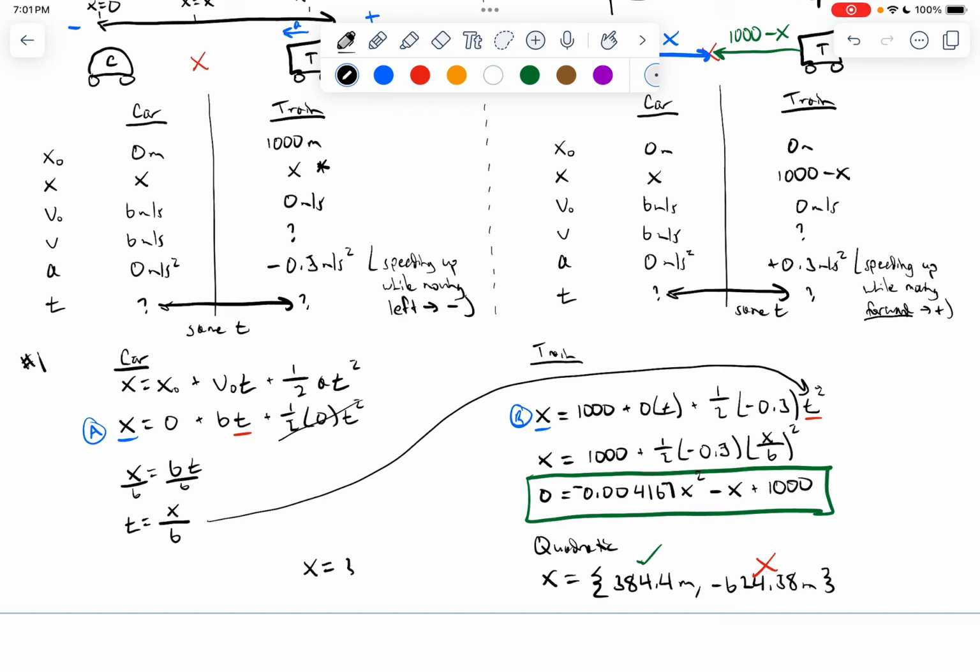So the car is going to have moved 384.4 meters from its starting point when it ends up colliding with the train.